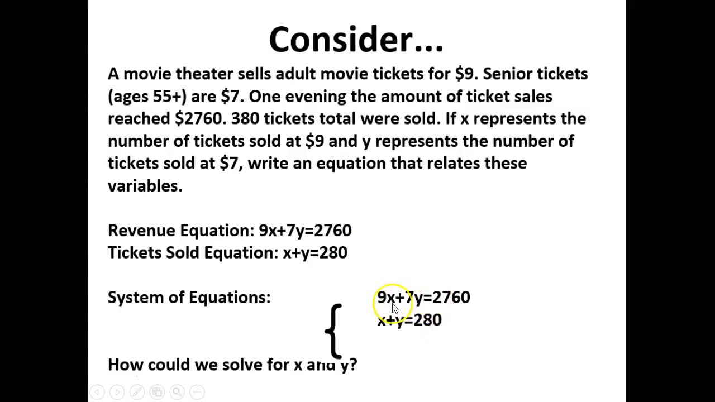Here we have a system of equations. If we wanted to know how many adults there were and how many seniors there were, all we would have to do is solve this system.